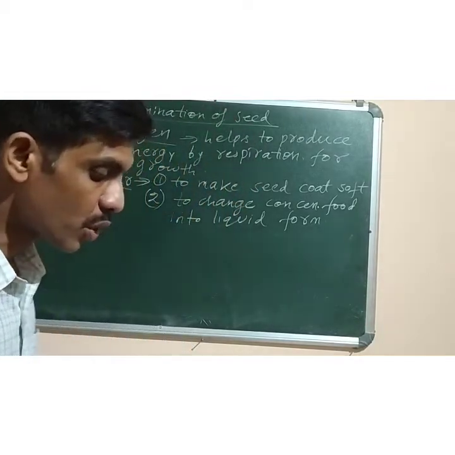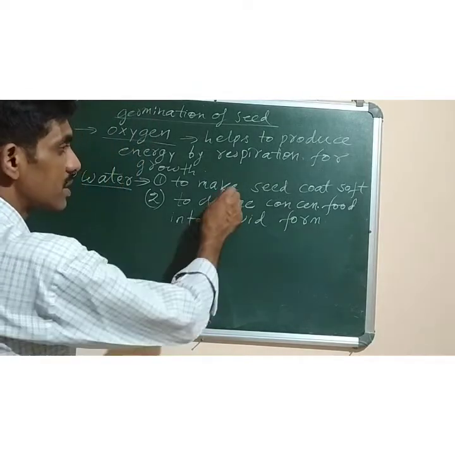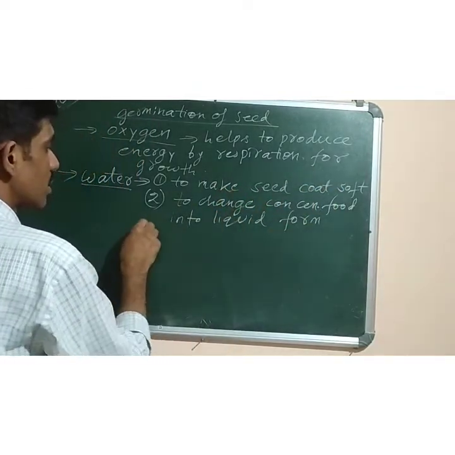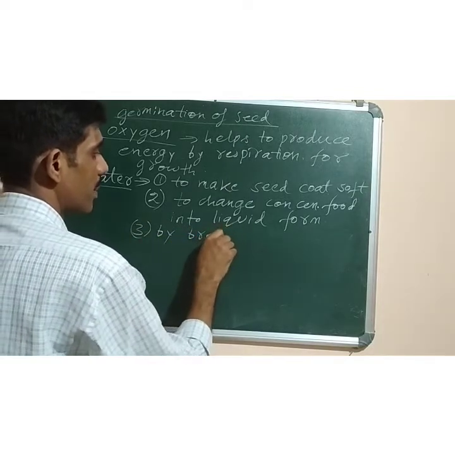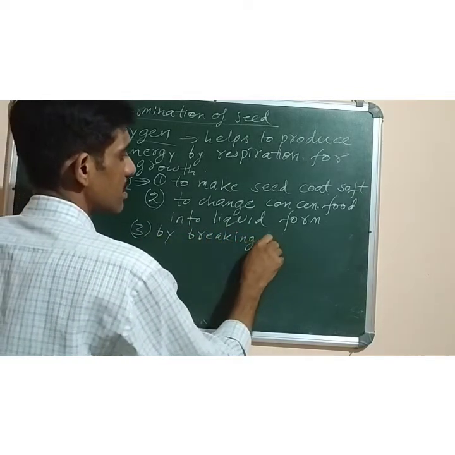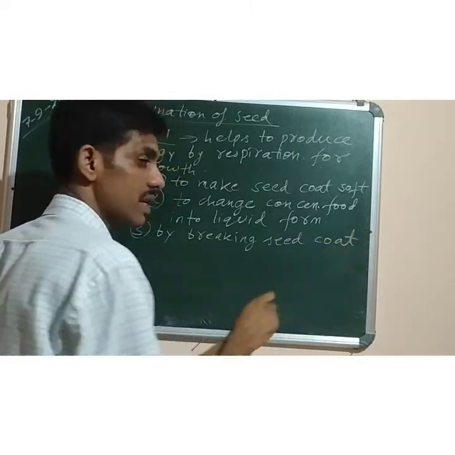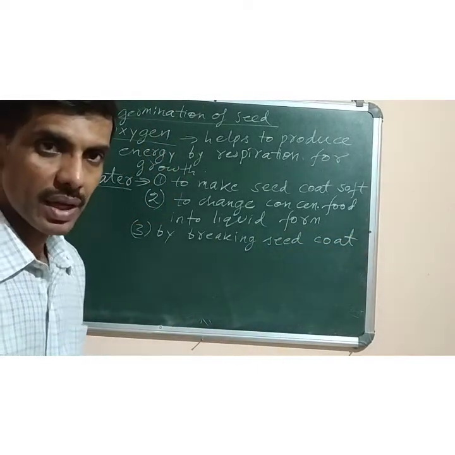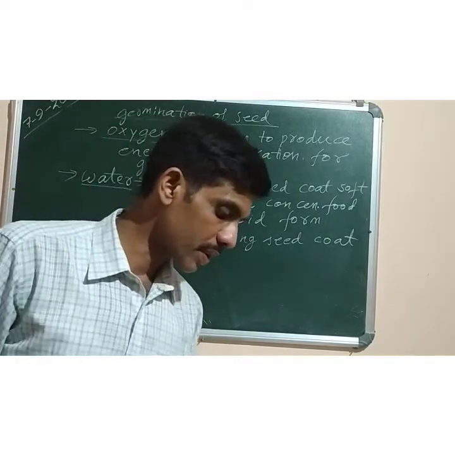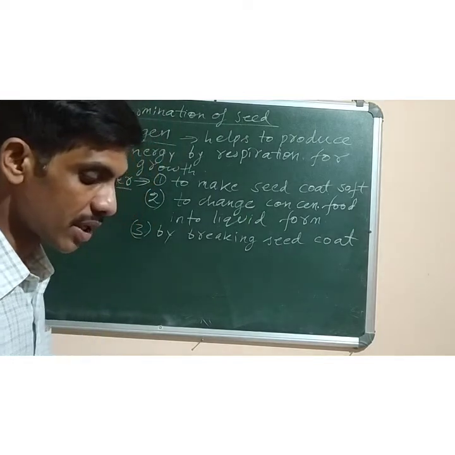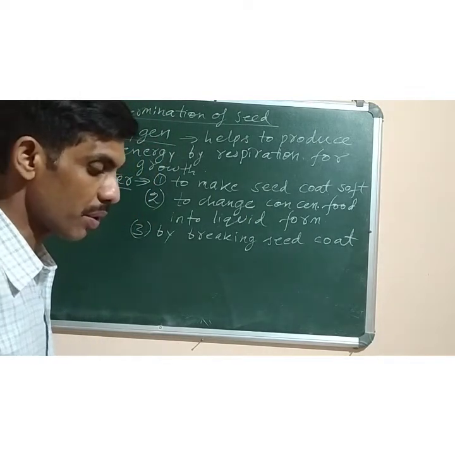Besides, the seed coat becomes soft and gets ruptured easily after absorbing water. To make the seed coat soft, for breaking the seed coat, because during germination the seed coat must open so that the baby plant can come outside from it. And the last one, naturally the seed contains water from the soil, which is absorbed through the micropyle.